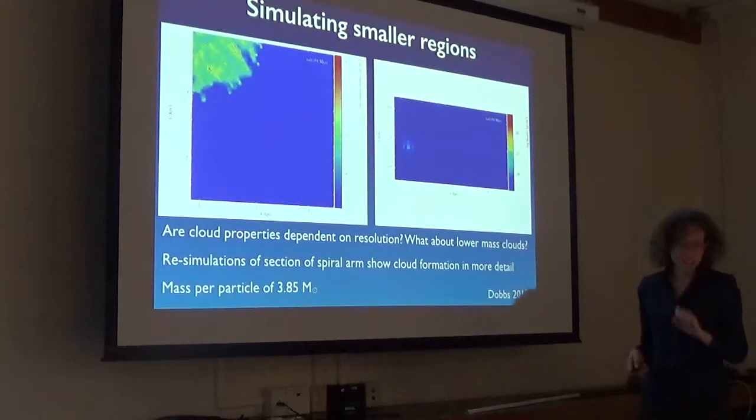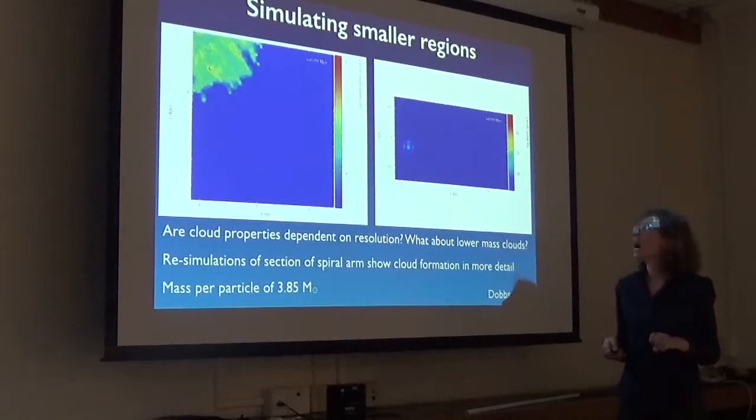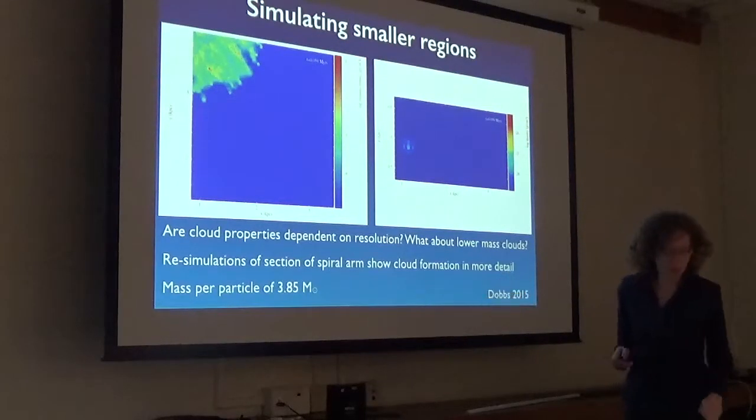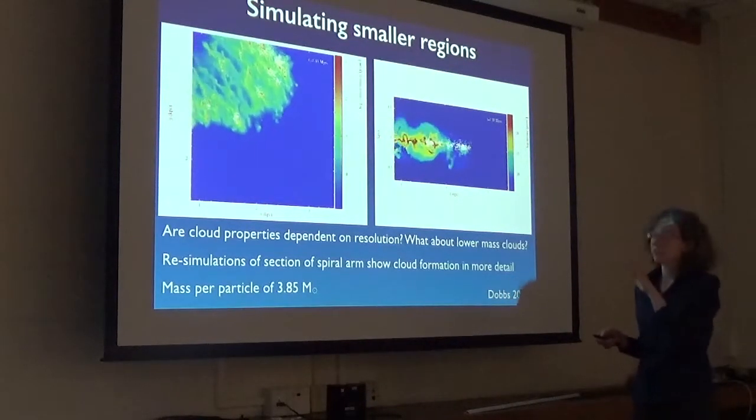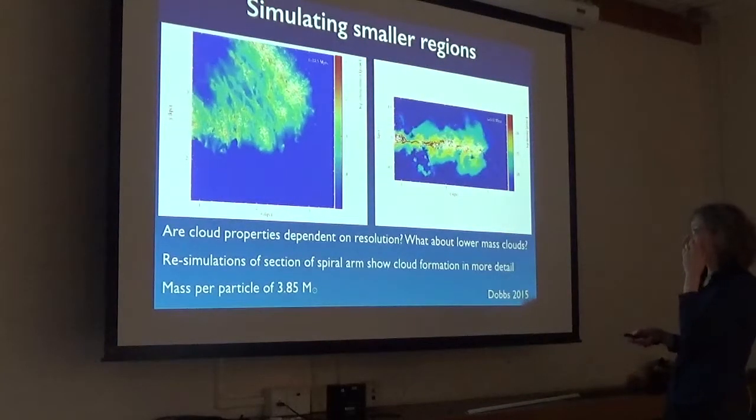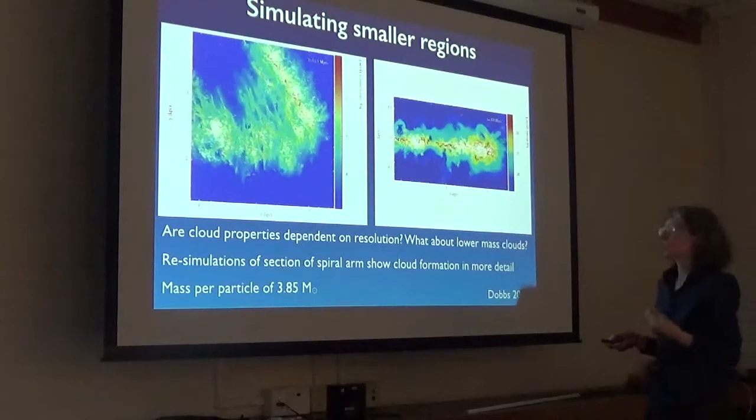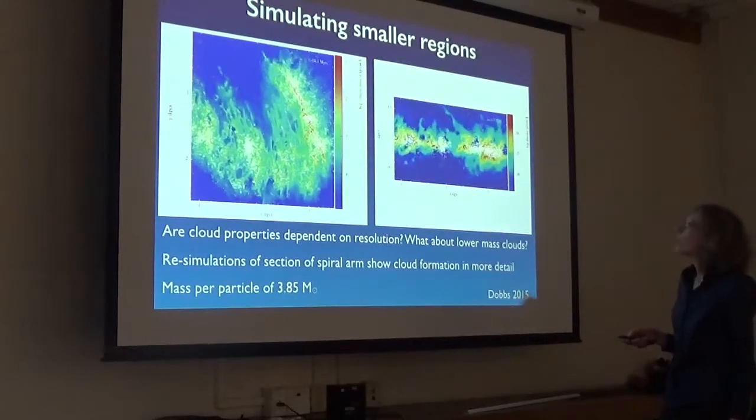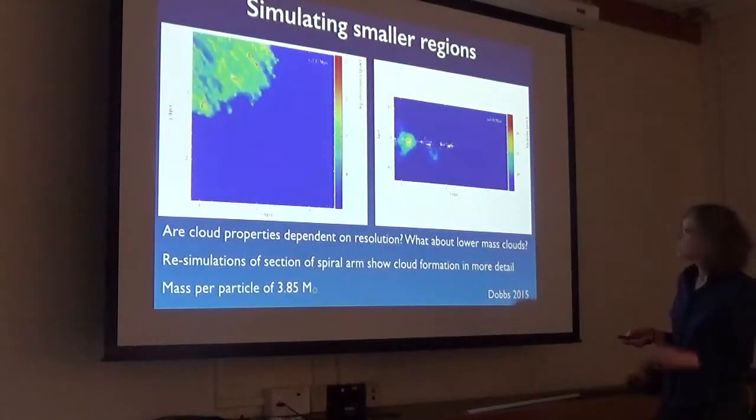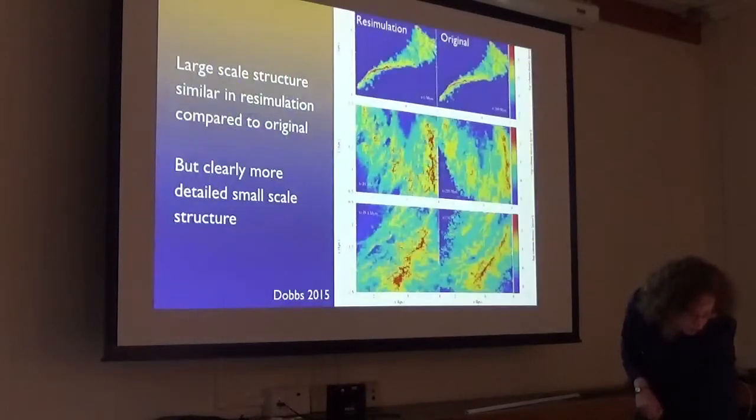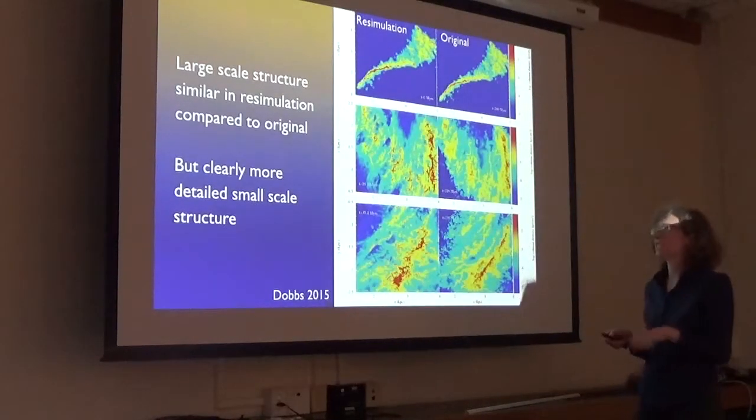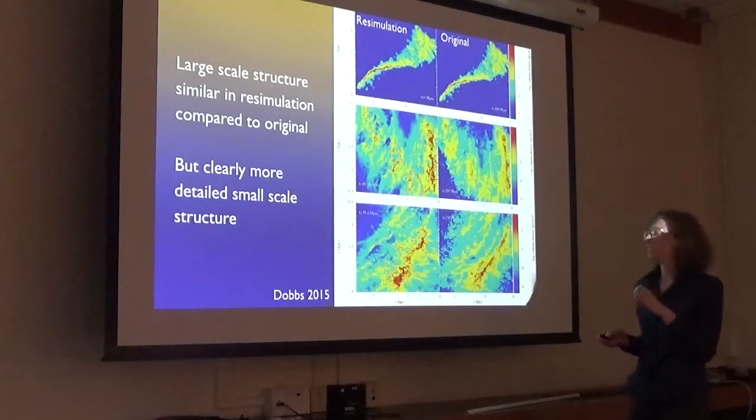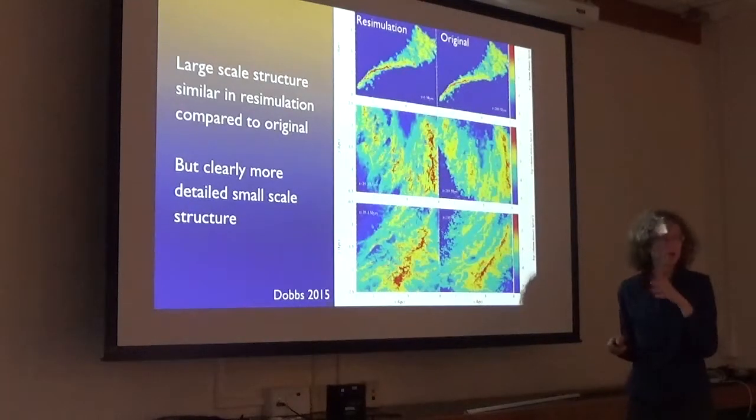So I ran some resimulations where I just selected a region of gas going in the spiral arm, and ran these at higher resolution, so that now we can get the full range of cloud masses. So now the mass of each particle is just under 4 solar masses. So I should have said the simulations were otherwise the same as the galaxy simulations, but just had a slightly higher efficiency for the feedback. We ran ones with 10 and 40% compared with 5% previously.